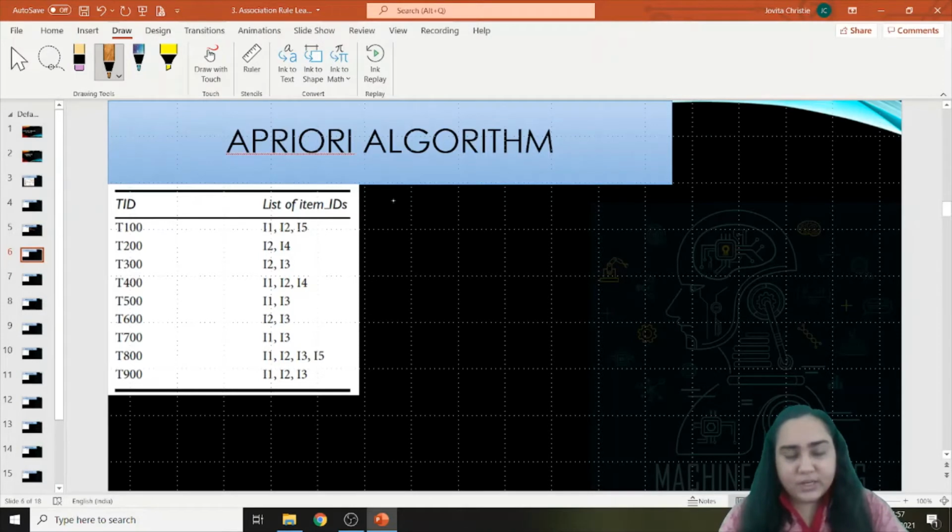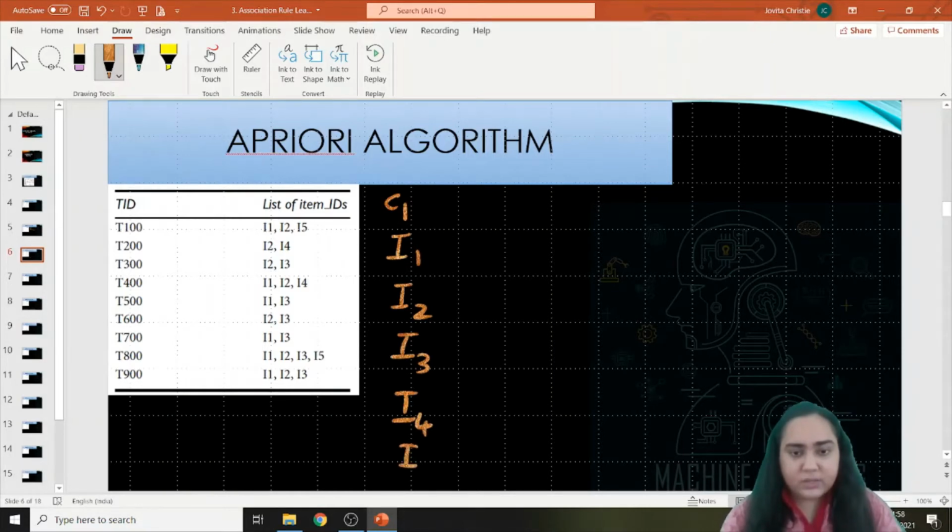Now let's create our different items. Let's first make a list of items or combinations of items, C1. Here I'm not going to create any combination. I'm just going to take one item at a time. If you notice, I have 5 unique items: I1, I2, I3, I4, and I5. For all of these items, I'm going to calculate the support count.